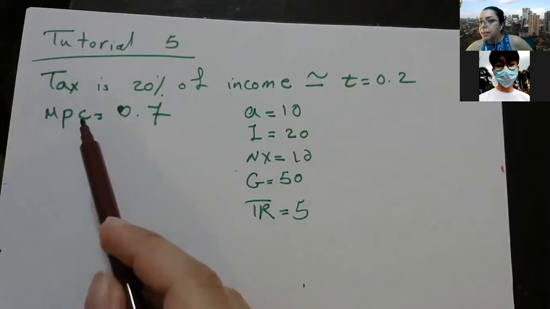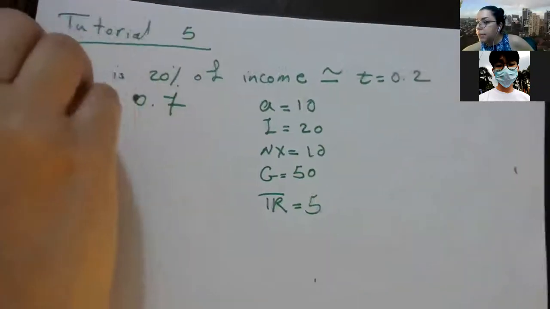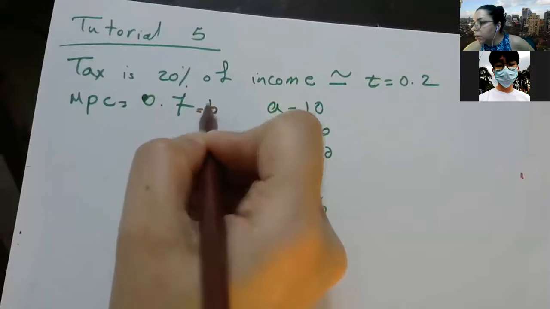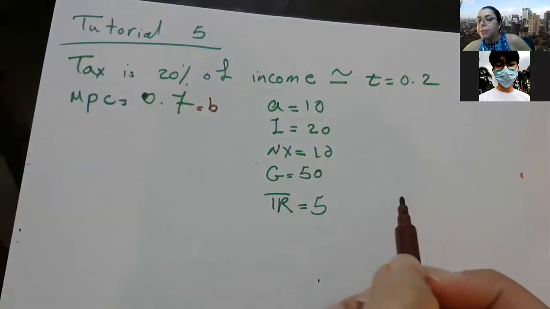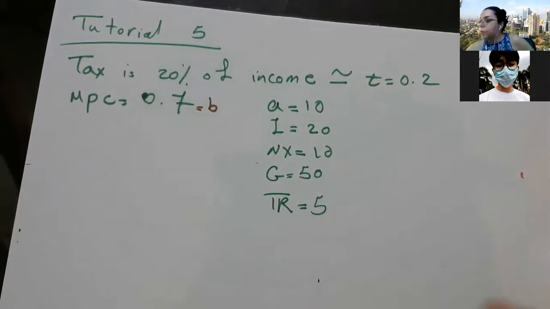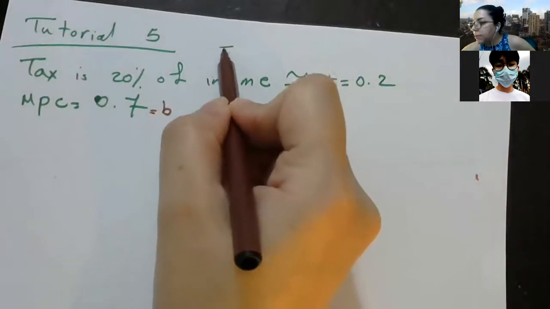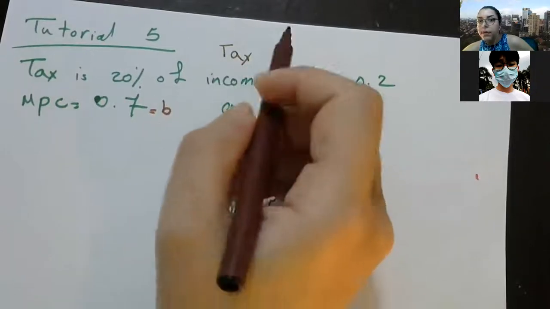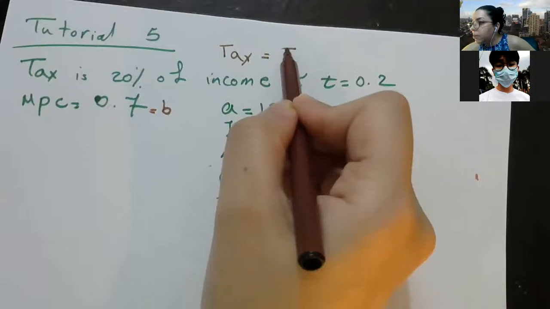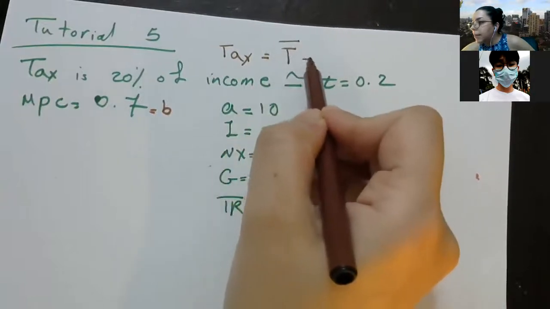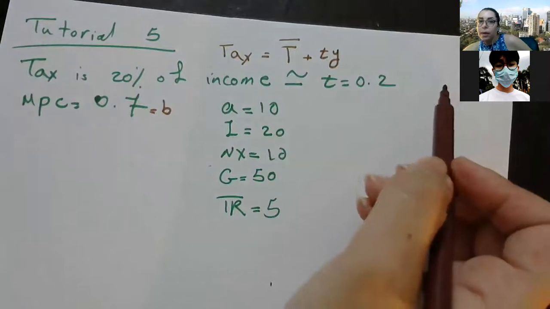Then MPC is given. MPC is equal to 0.7. You know that MPC in the consumption function is actually b. Then tax is 20% of income. If you remember from your lecture, whenever we are talking about tax, tax has two components, like consumption. We have autonomous tax, and then we have that part of the tax which is dependent on income.